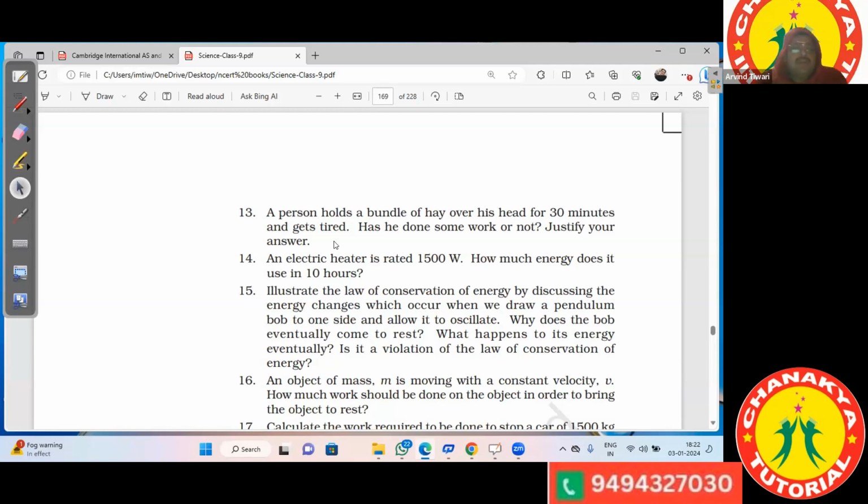Okay. So first of all, from the question, take out the values which are given. So here you are given the power. The power is given as 1500 watt. Okay. Then you are given the time. The time is 10 hours. Of course we need to compute energy here, so we can use the formula power is equal to energy by time. And therefore energy is equal to power into time.